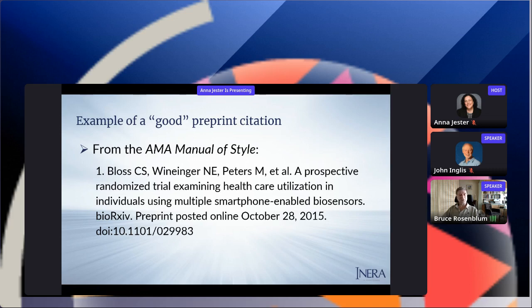So Anna, I had another poll put up here, which I believe is, does your style guide for authors clarify how preprints should be cited? So you may specify what format references should appear in. You may have examples of journal or book chapter references. Do you specifically discuss preprint citations or have an example of that? Next slide, please.